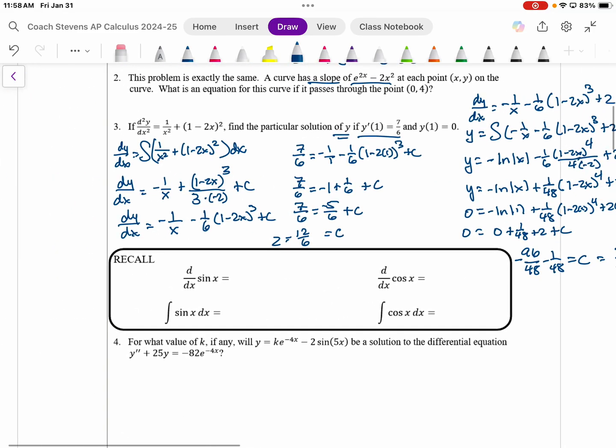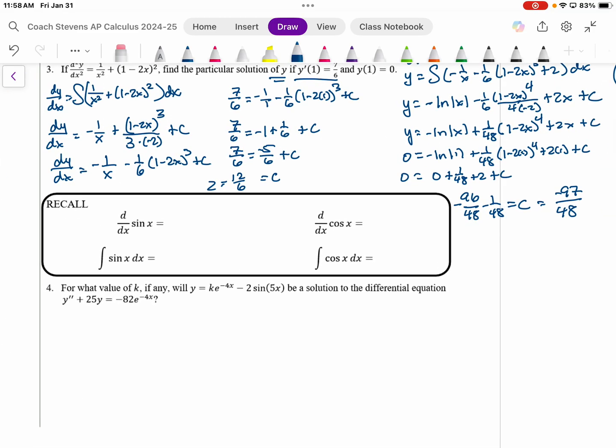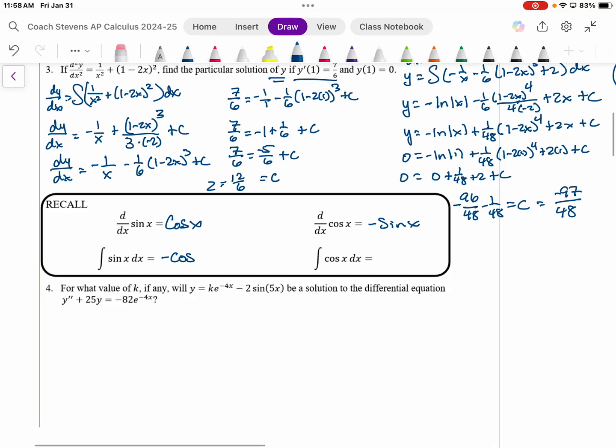All right, next part. We should be able to fill this in real quick. We know the derivative of sine x is cosine x, and the derivative of cosine x is negative sine x. And so the antiderivative of sine x would be negative cosine x plus c. And then that one would be sine x plus c.